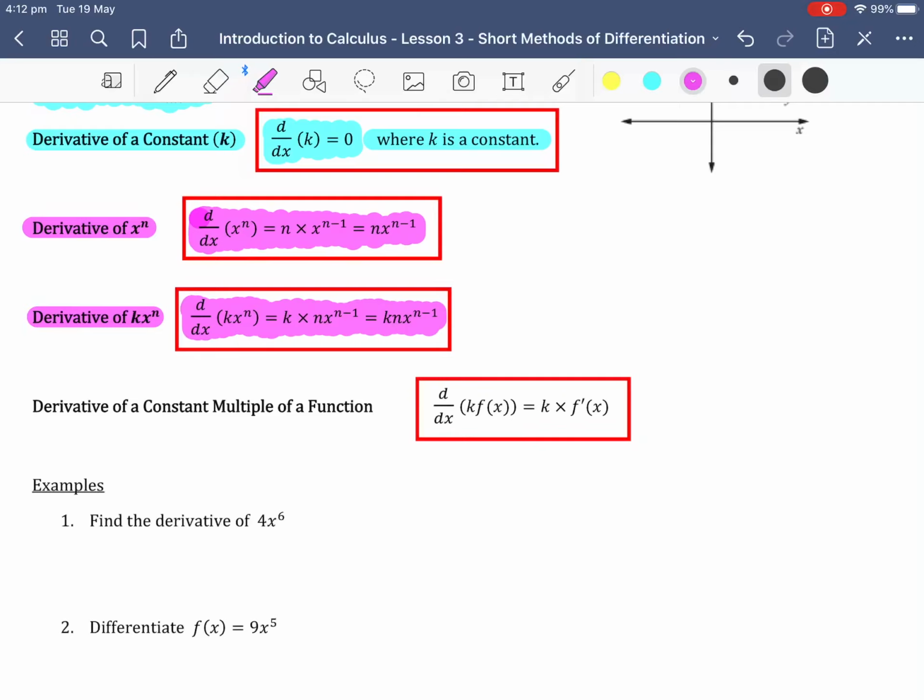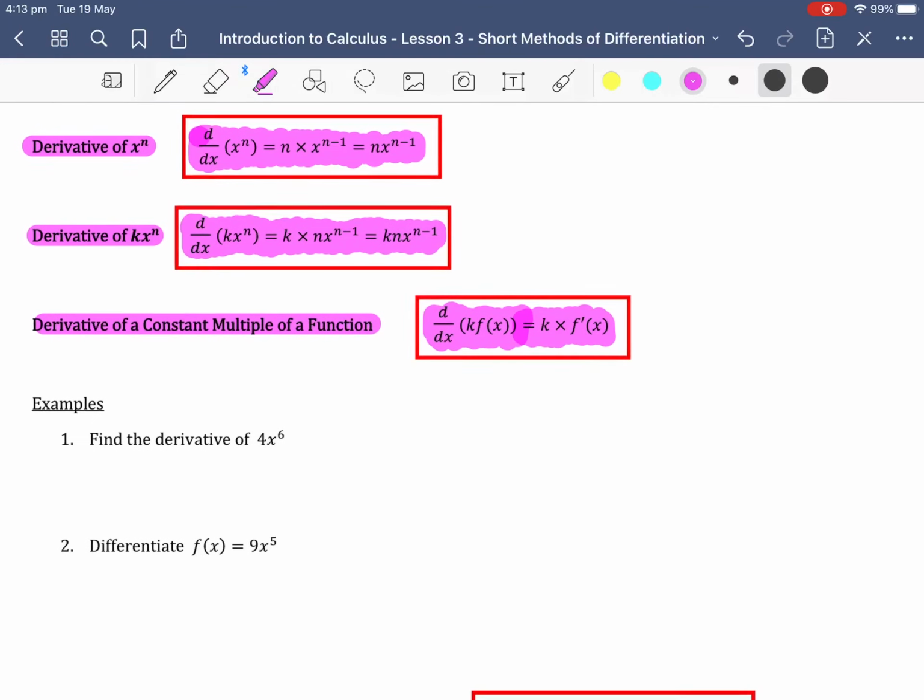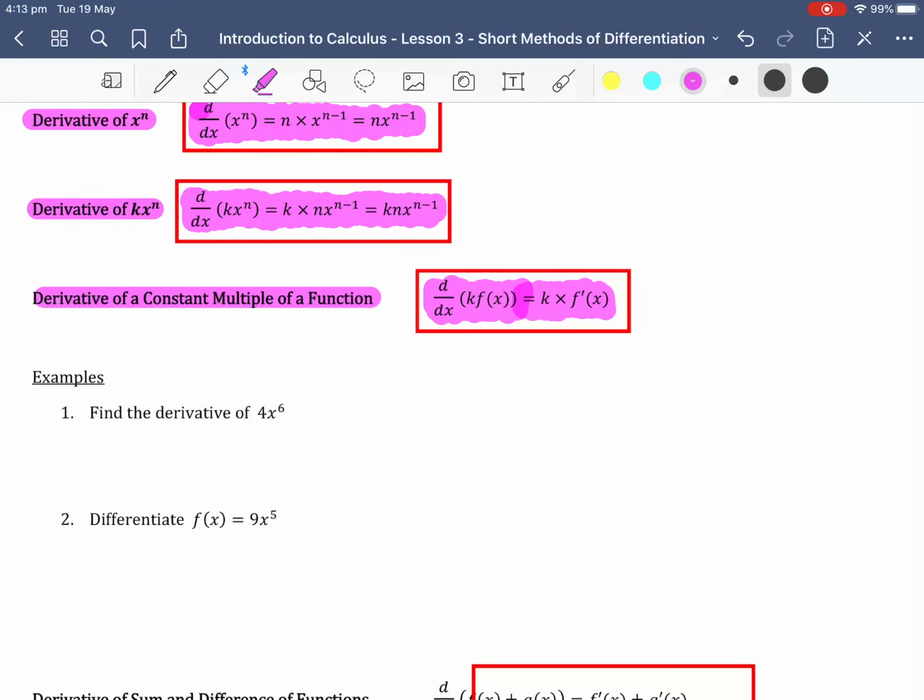We then have the derivative of a constant multiple of a function. That's when we have a function and it has a constant out the front of it. What we do is just times the constant by the derivative of the function. So d on dx of k f of x equals k times f dash x. So let's have a look at some examples.